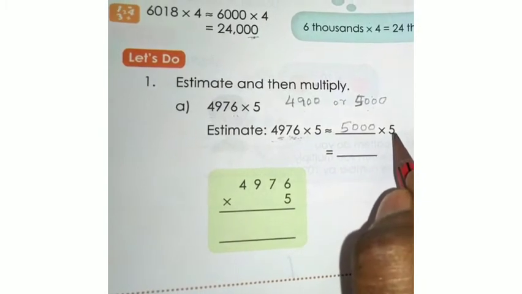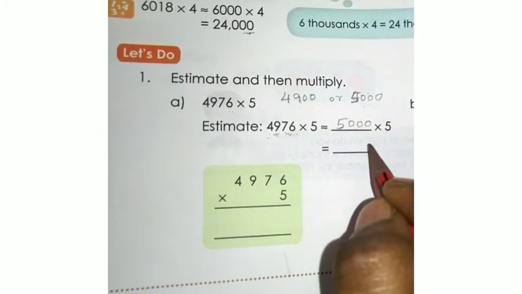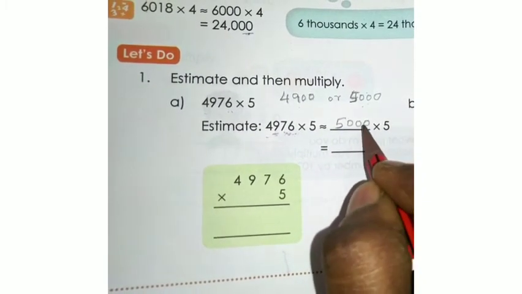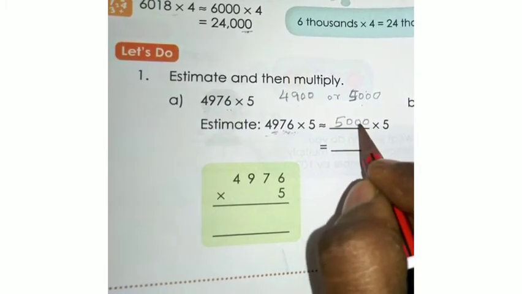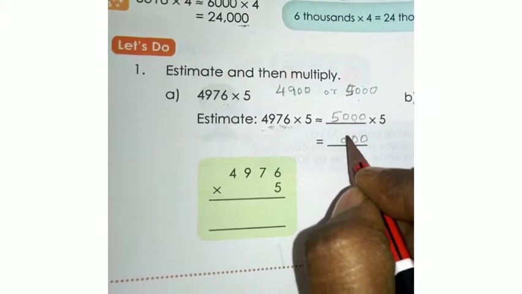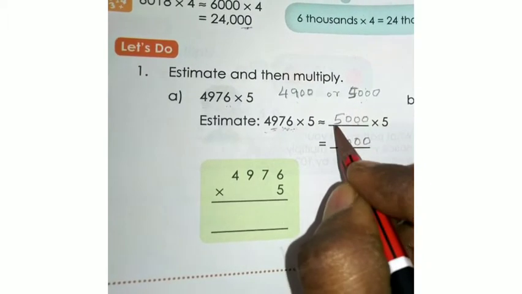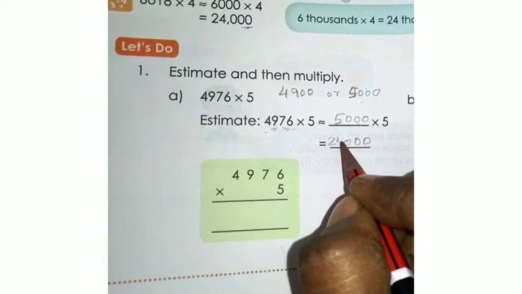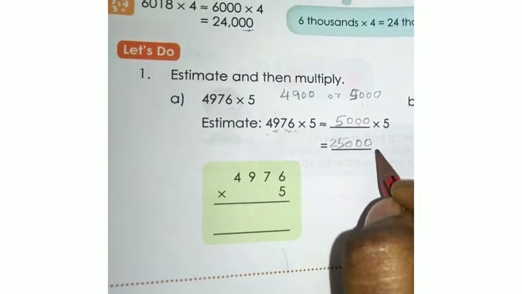Now you have to multiply the given two numbers. 5 zeros are 0. Again multiply with the tens place. 5 zeros are 0. Go to the hundreds place. 5 zeros are 0. Then the last, thousands place. 5 5s are 25. So you got the answer as 25,000.